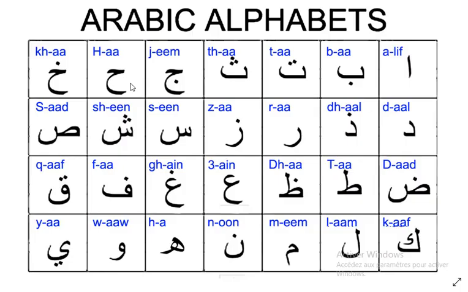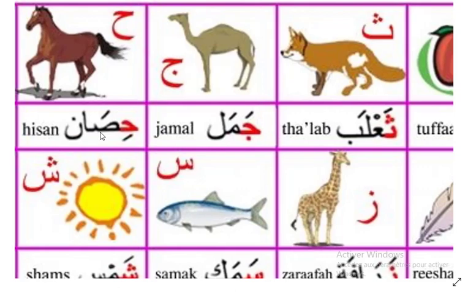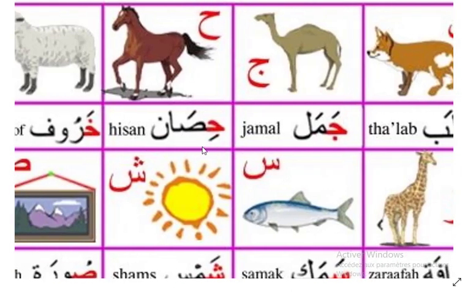The second one in this group is ha. The sound is ha. It's like blowing hot air. Ha, ha. That's how you say it. It's going to be a little bit difficult, but with practice, it's definitely going to get easier. So just remember, it's like blowing hot air. That's the sound. I'm going to give you guys an example. Hisan. Hisan means horse.